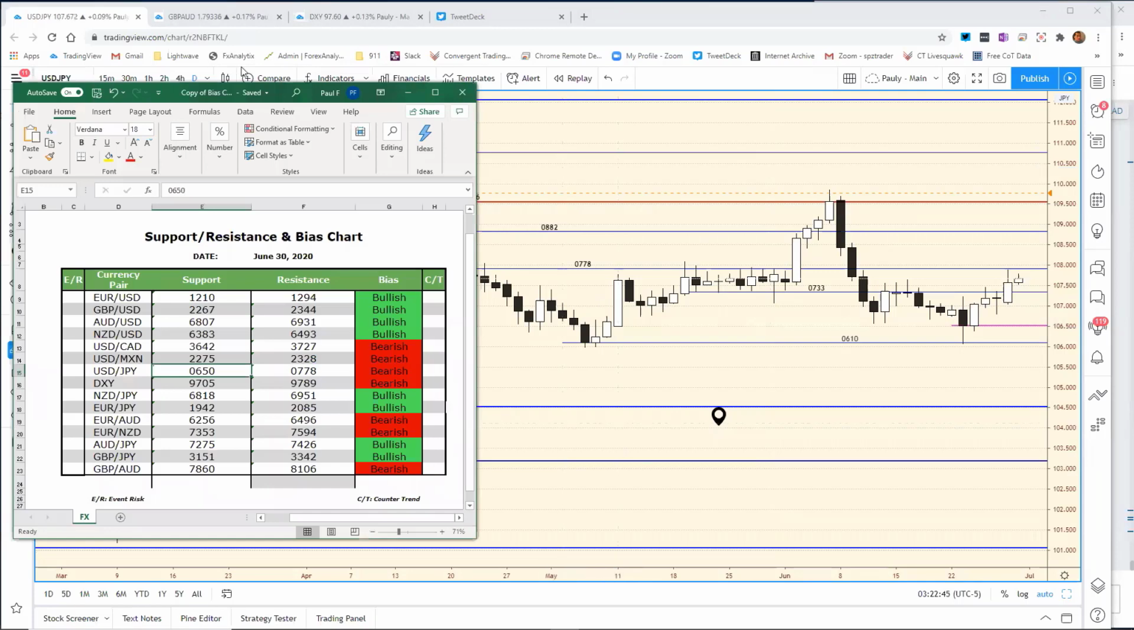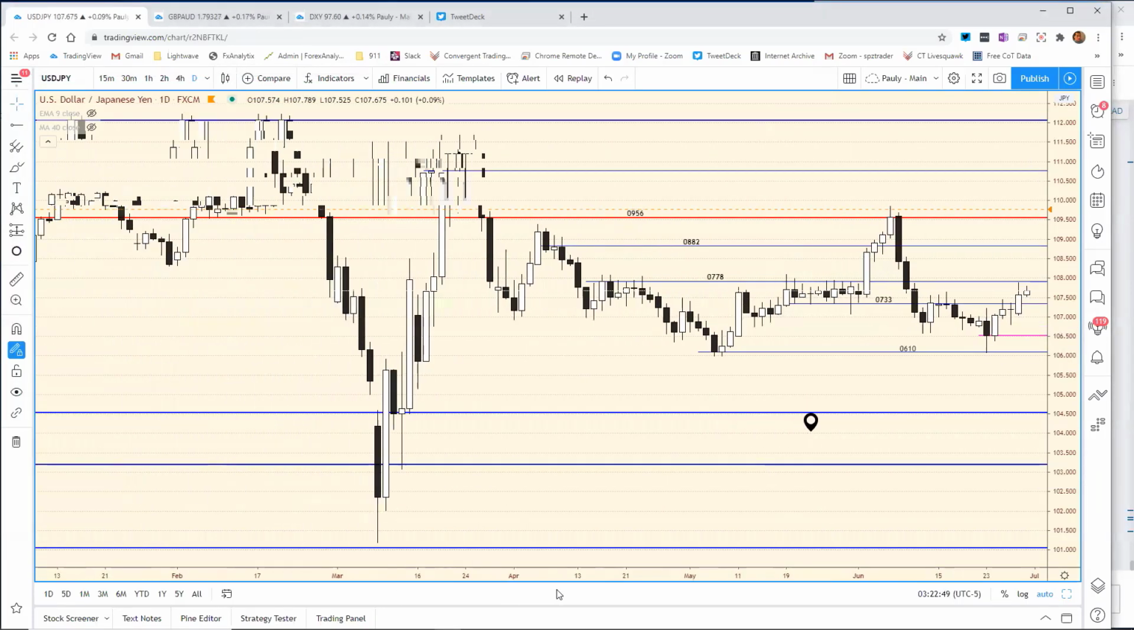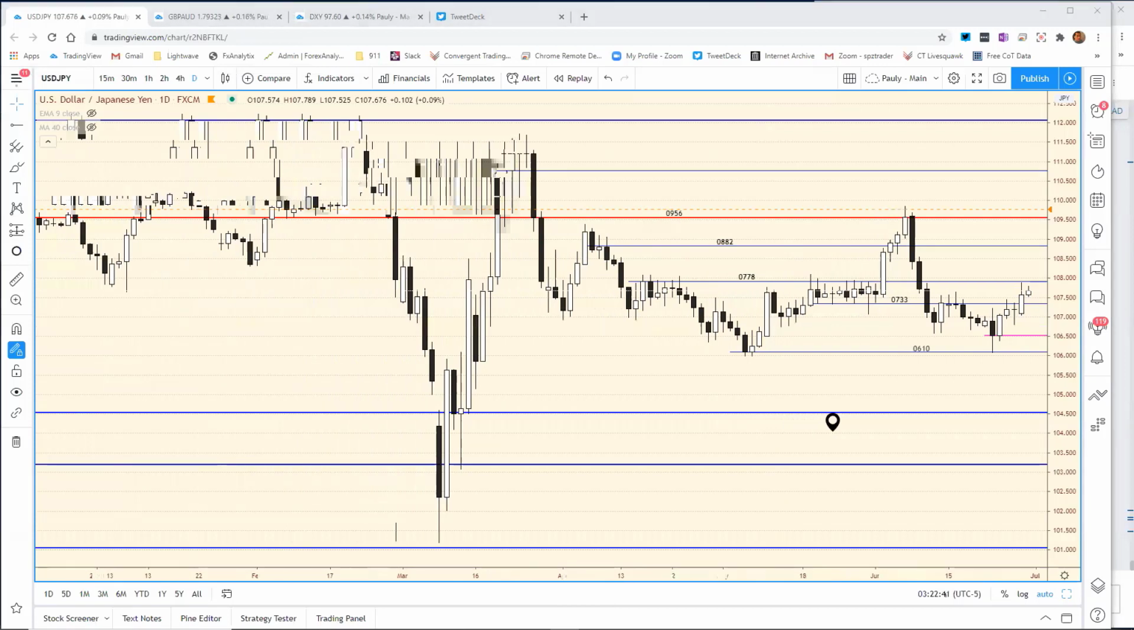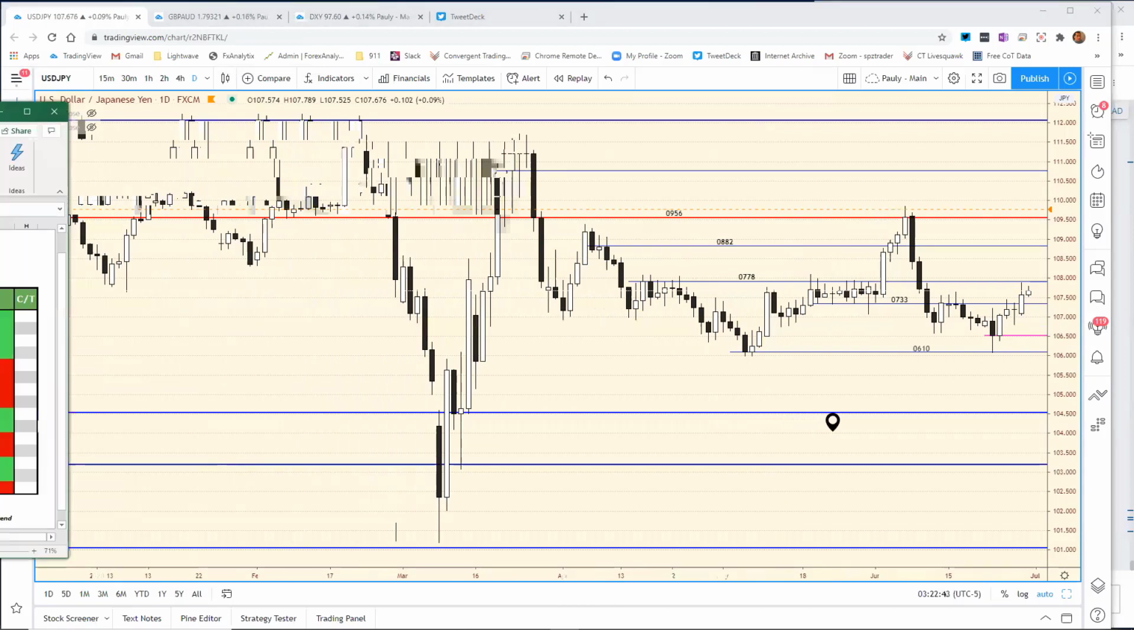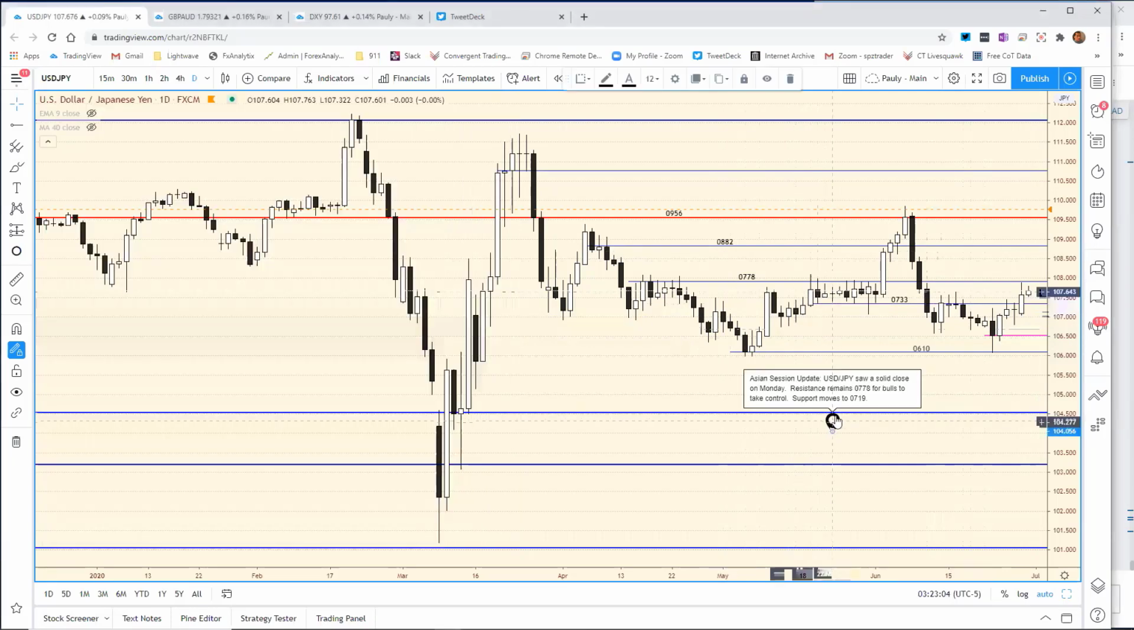Okay, yesterday we had our resistance at 778, and that caught the high. Let's see what we have here. The dollar yen saw a solid close on Monday. Resistance remains, so we're going to keep the resistance the same. Resistance remains 778 for the bulls to take control.